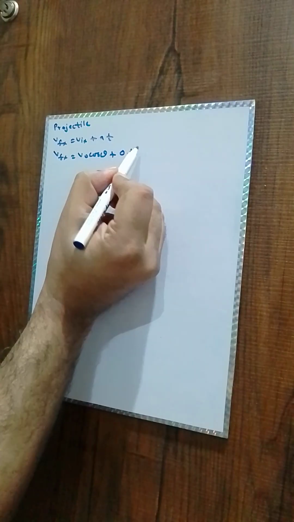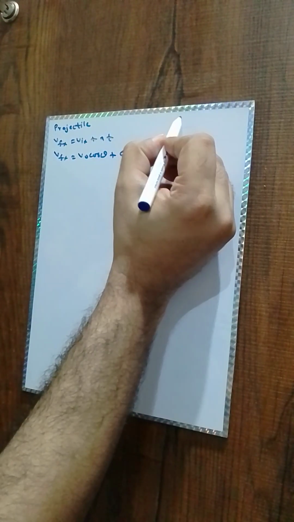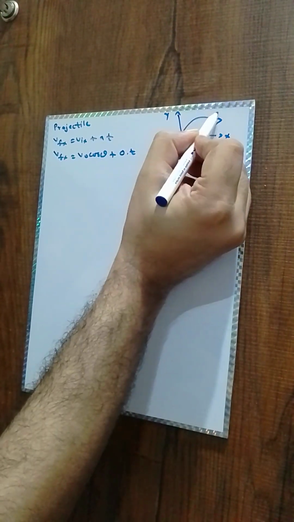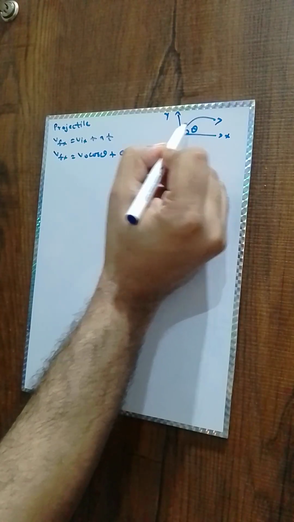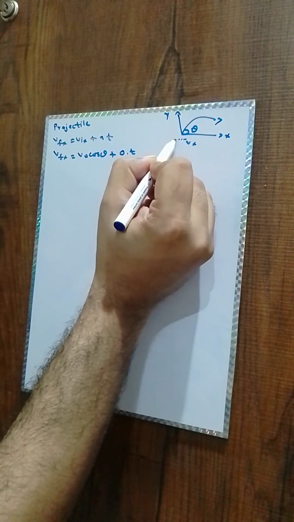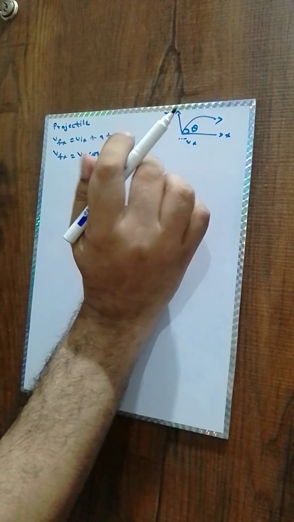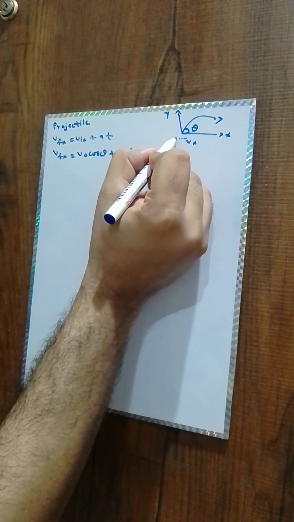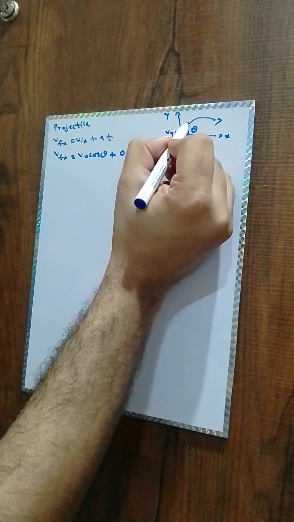Okay, 0t because the horizontal acceleration is negligible, basically 0. And here's the projectile motion, basically x-axis, y-axis, angle theta, x component of velocity, y component of velocity, and velocity here basically.